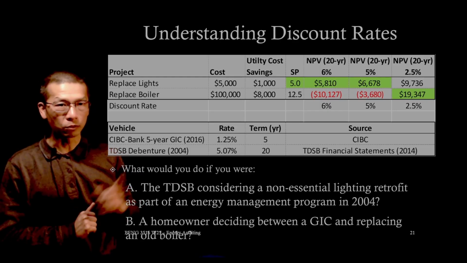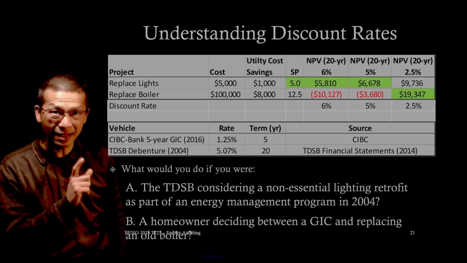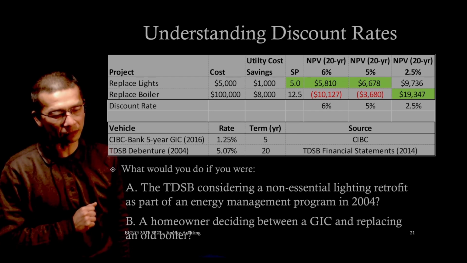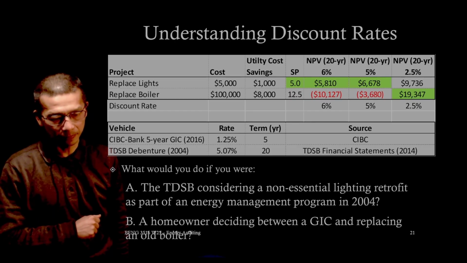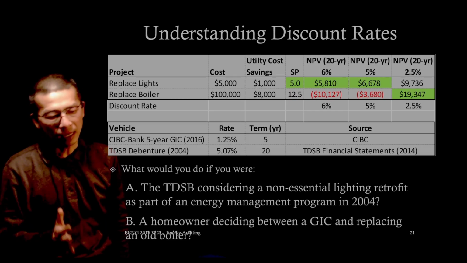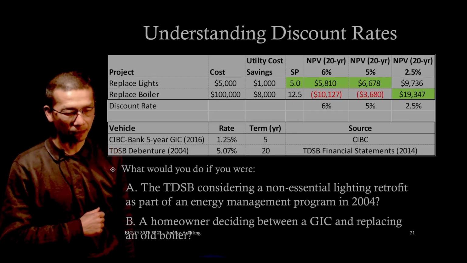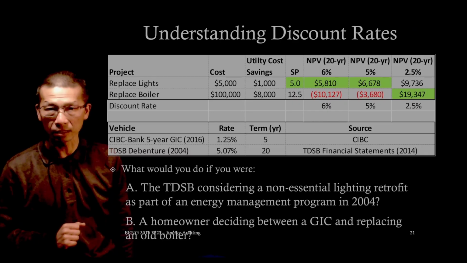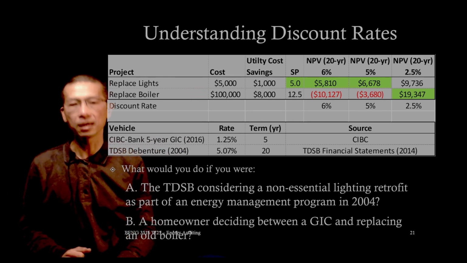5.07%. So the question is, the TDSB is considering a non-essential lighting retrofit as part of an energy management program in 2004. Will you do it? That's the question. B, a homeowner deciding between a GIC and replacing an old boiler. Would you replace the old boiler if you are the homeowner? That's the question. So how do you decide? Think about it.